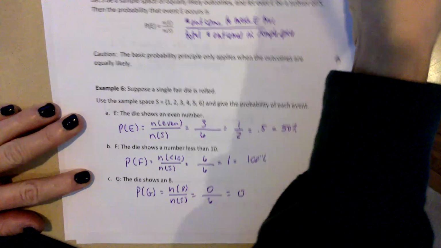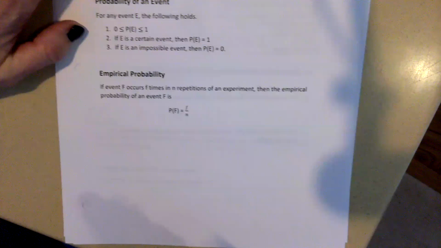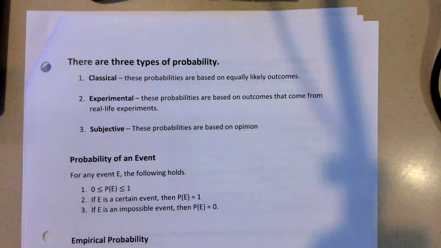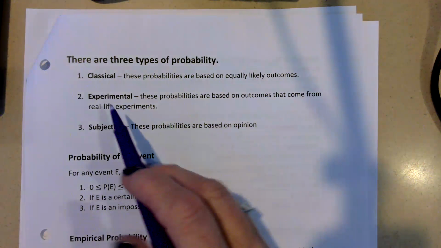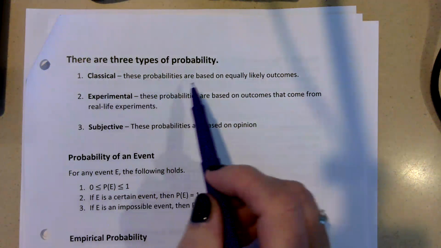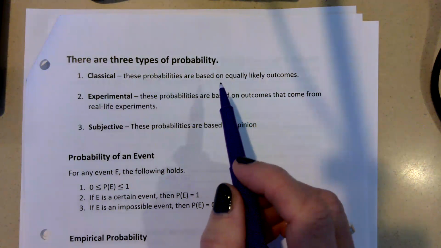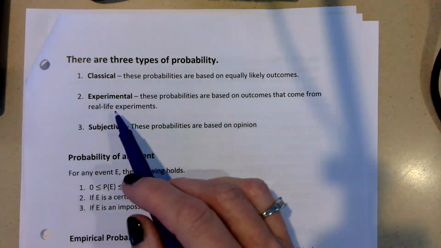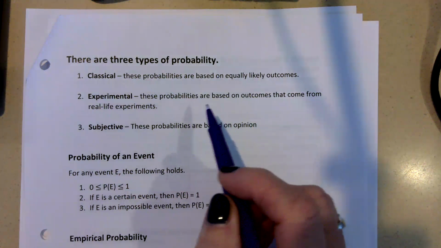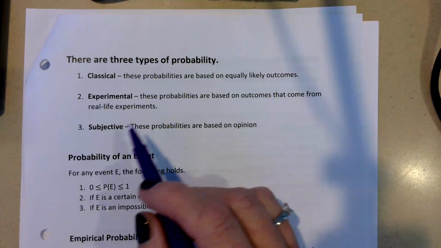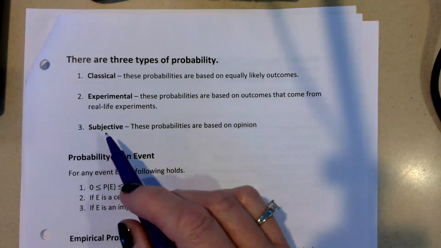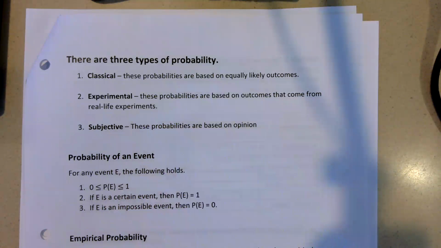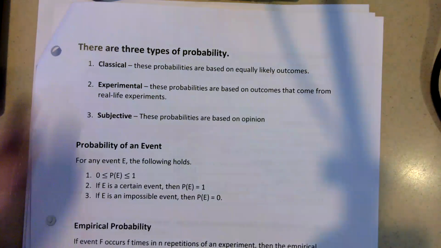We're not going to dive deep into this semester, but I do want you to be exposed to the three types of probability. If you were to take a statistics class, there is classical, and those probabilities are based on equally likely outcomes, like drawing a card from a deck or rolling a die or flipping a coin. Experimental, which is these probabilities are based on outcomes that come from real life experiments. And three is subjective probability. These probabilities are based on opinion, sort of like the probability that the Lions will win the Super Bowl.